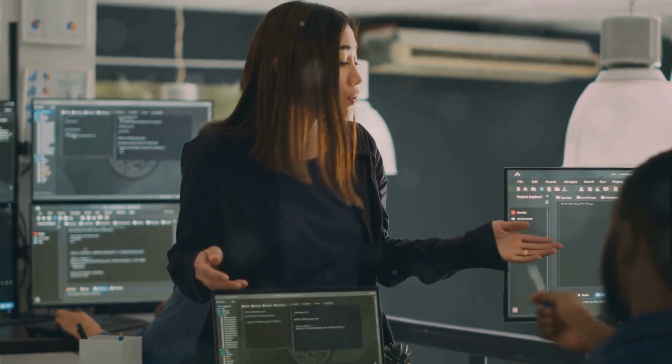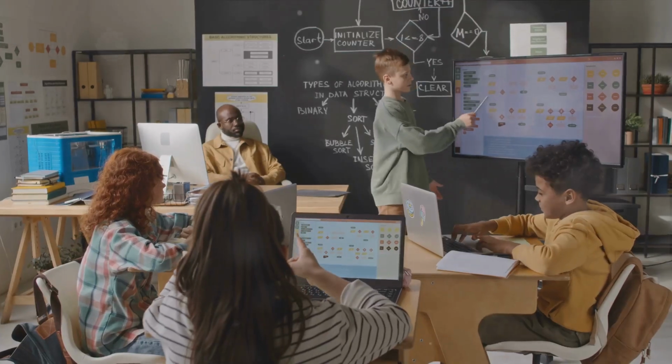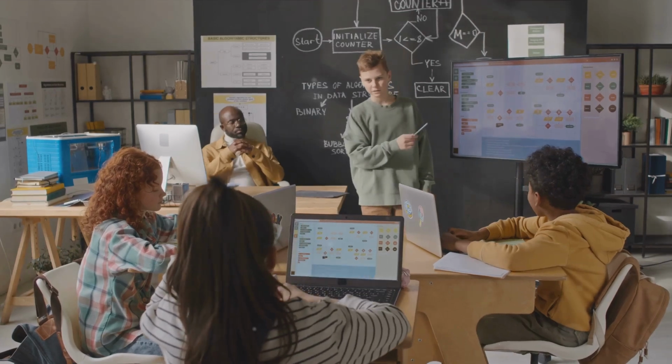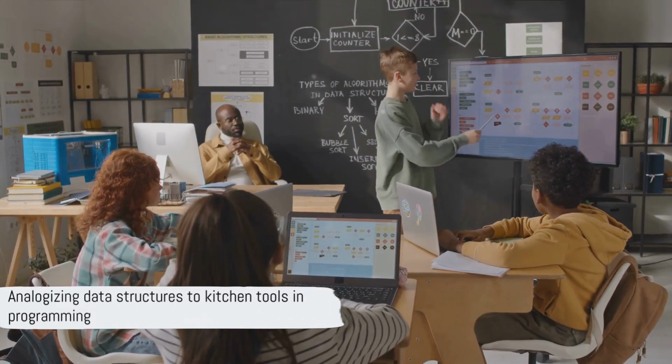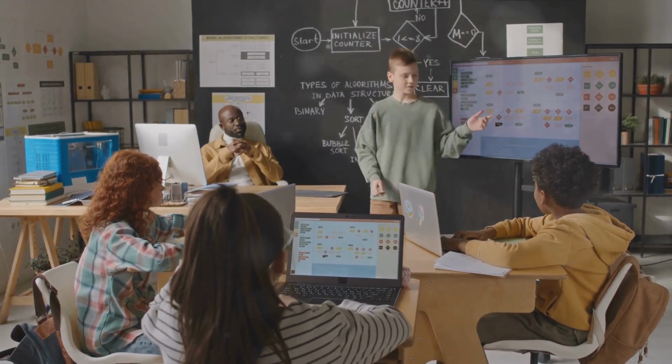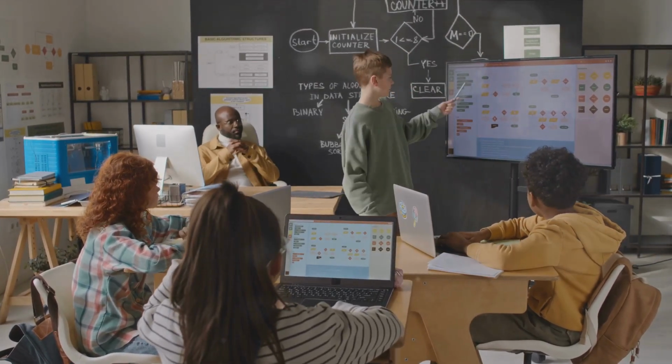In the world of computer science, understanding these data structures equips you with the knowledge to design and implement efficient algorithms. It's like knowing which kitchen tool to use for a specific task. With this knowledge, you're one step closer to mastering the art of programming.